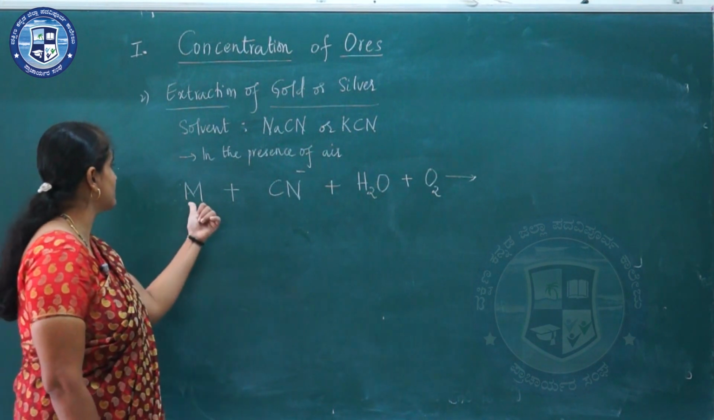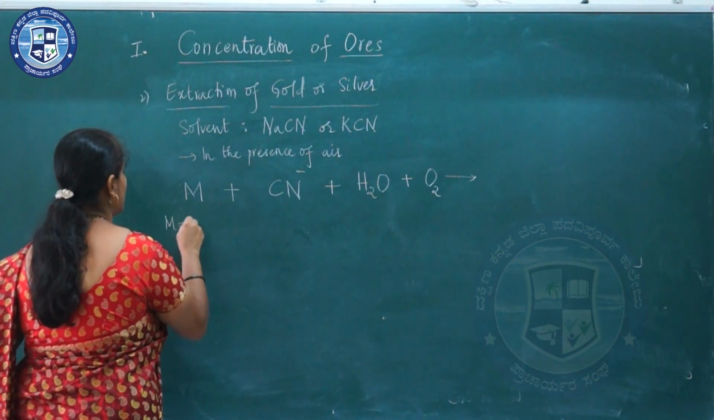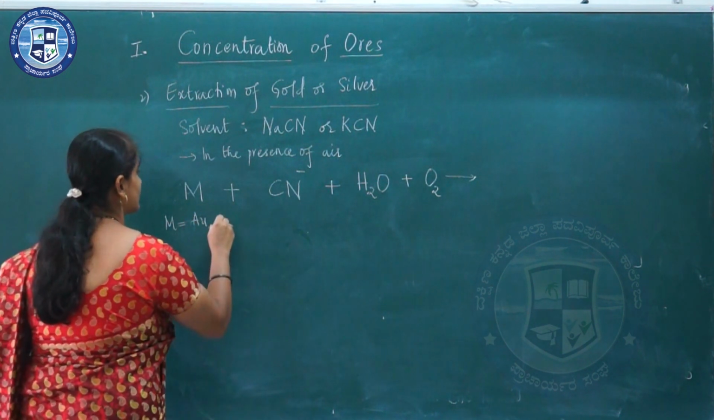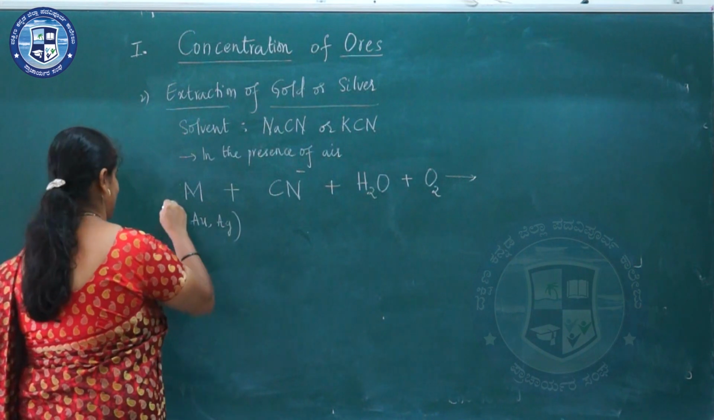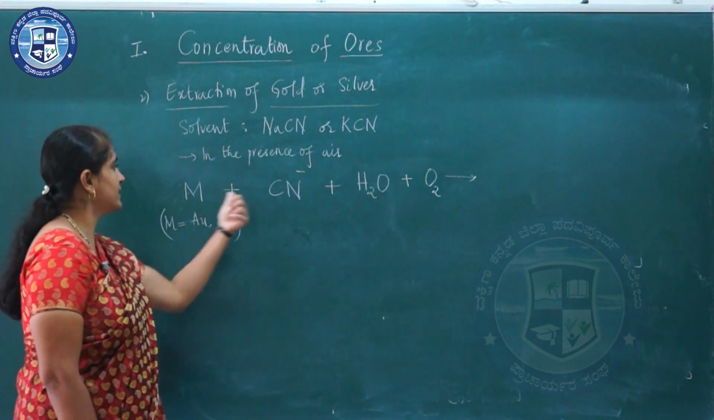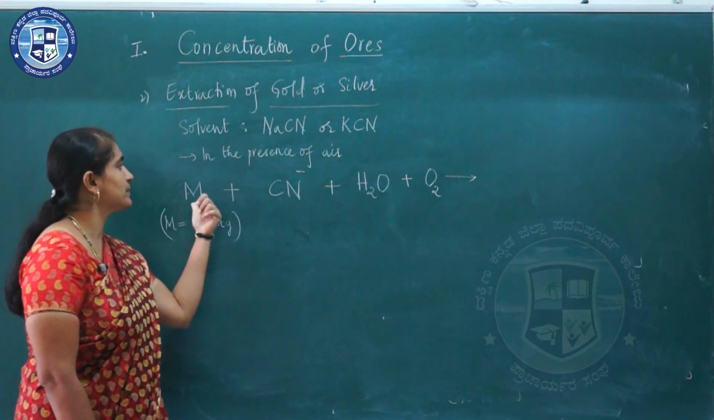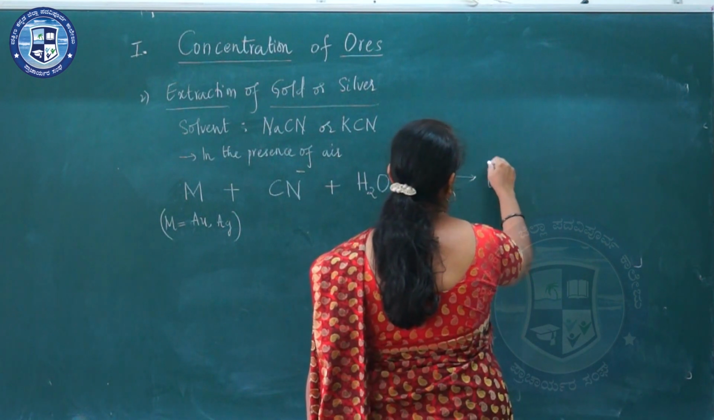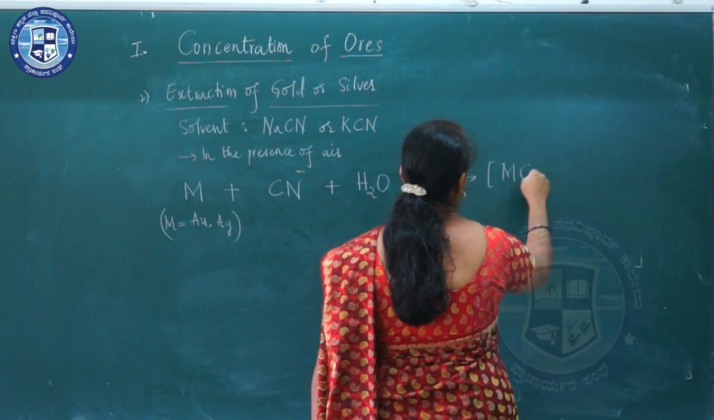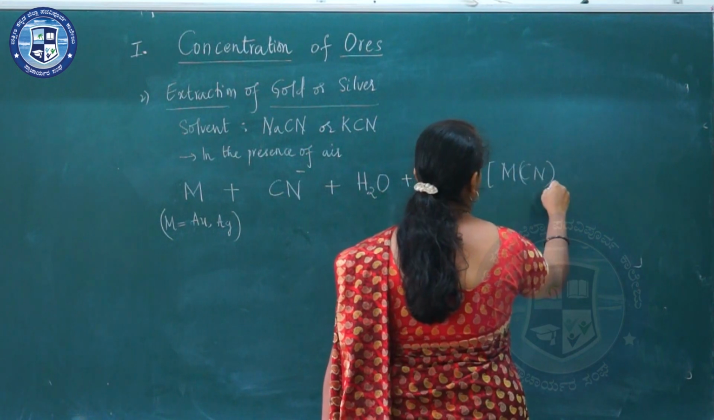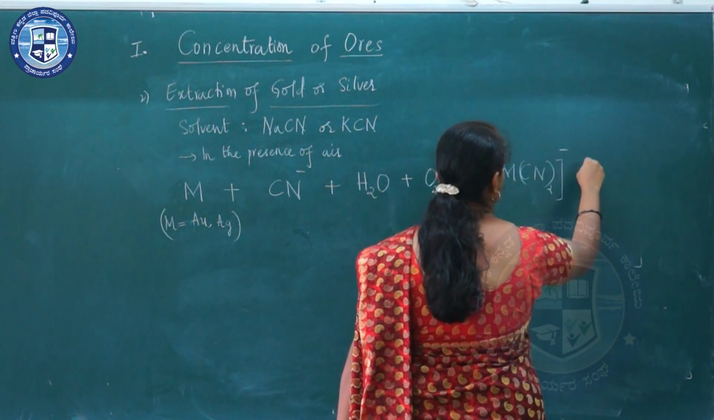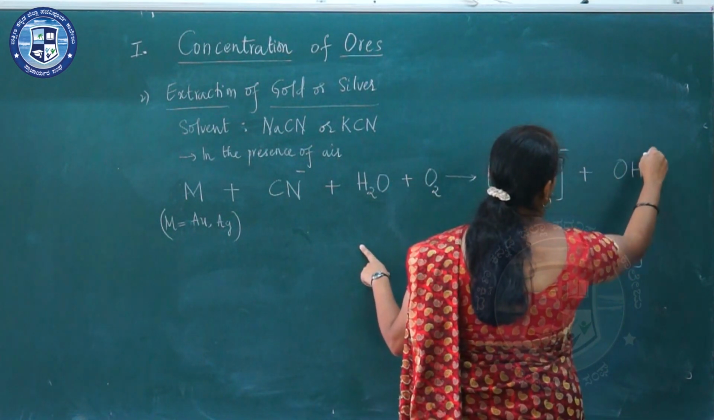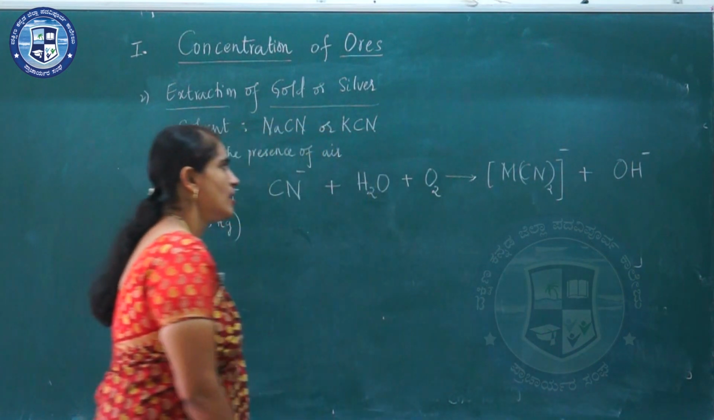In this case, this metal M, I will be specific here, can be gold, whose symbol is Au, or it can be silver, which is nothing but Ag. Now in this step, when treated with cyanide, they end up with a complex of gold with cyanide. So I have M(CN)2 minus, plus I have water and others, so I will end up with hydroxide ions, OH minus.